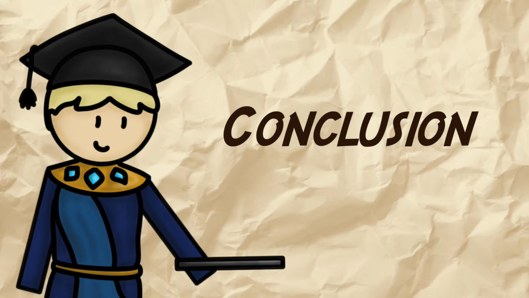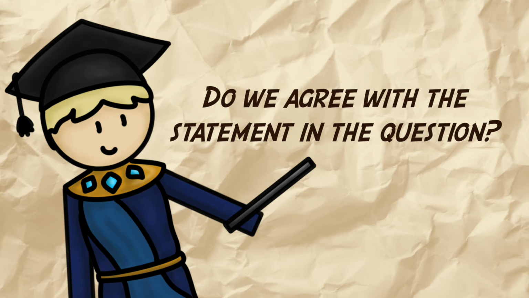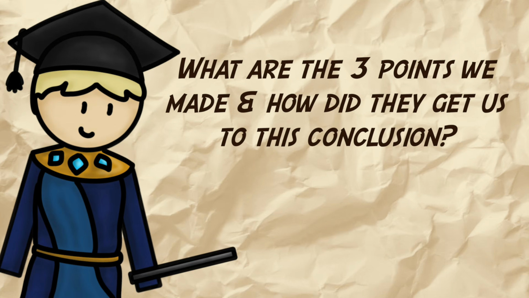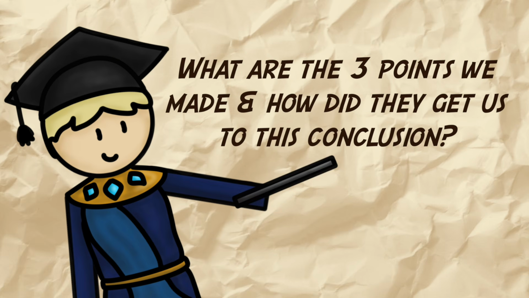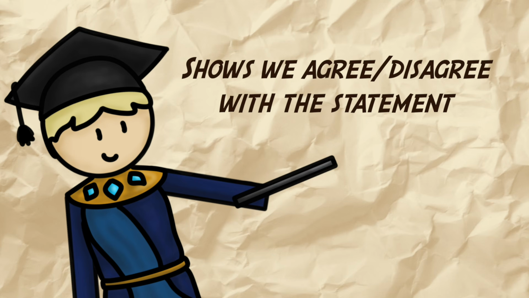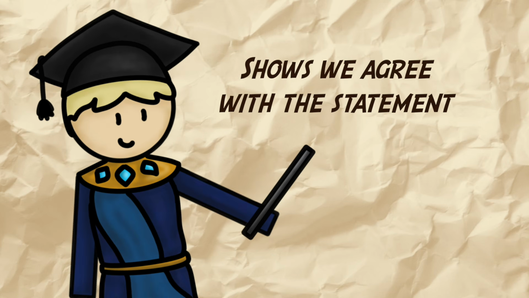In our conclusion, we need to state whether or not we agree with the statement in the question. And we also need to briefly summarise the points we made and how they support our conclusion. In conclusion, religion was the main reason for the witch hunts of circa 1500 to circa 1700. That's showing whether we agree or disagree with the statement. In this case, we agree.